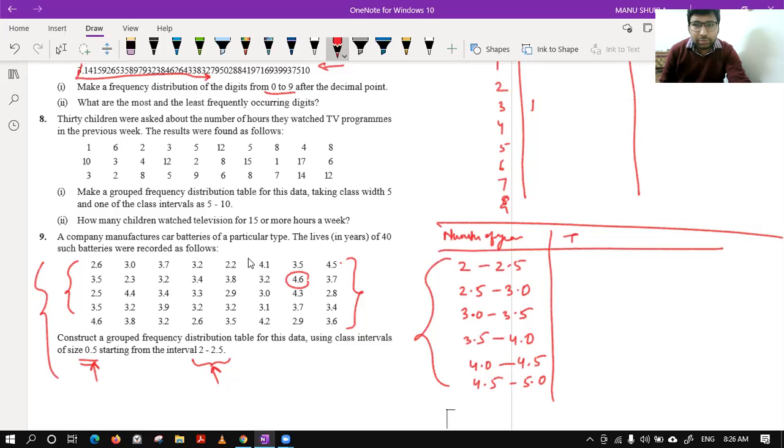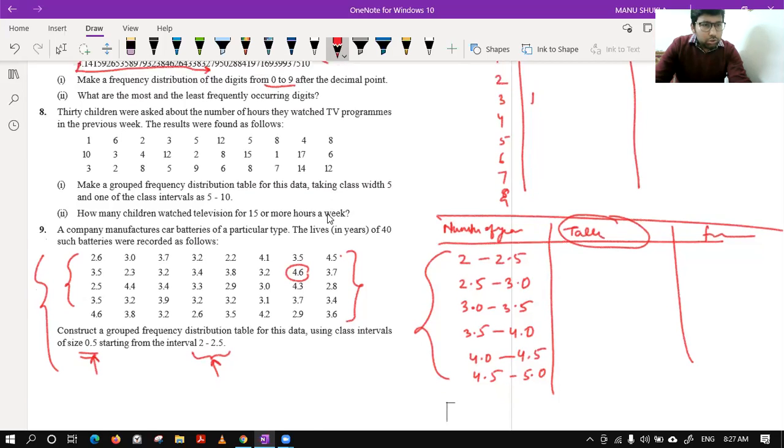Now same tally marks, and finally those frequency table. In the book they are not using tally marks, but I suggest you to go for tally marks because it will be very difficult for you to count the numbers without using tally marks. Okay, for correct calculation of numbers, it is better to use tally marks. Question number 9 is done.